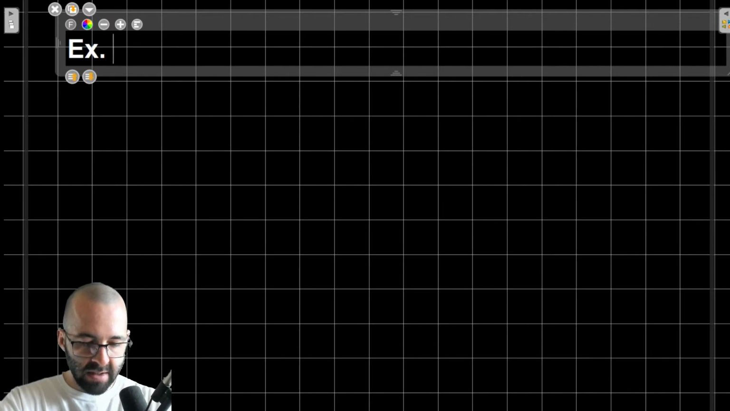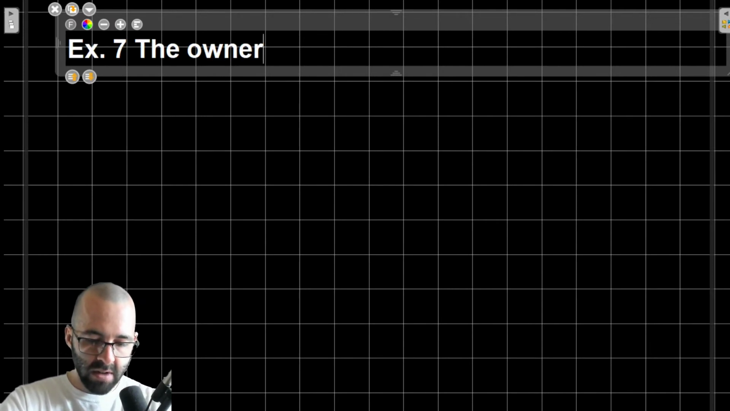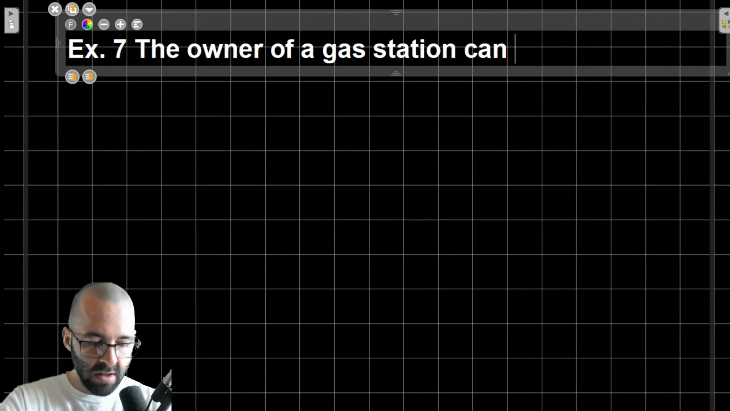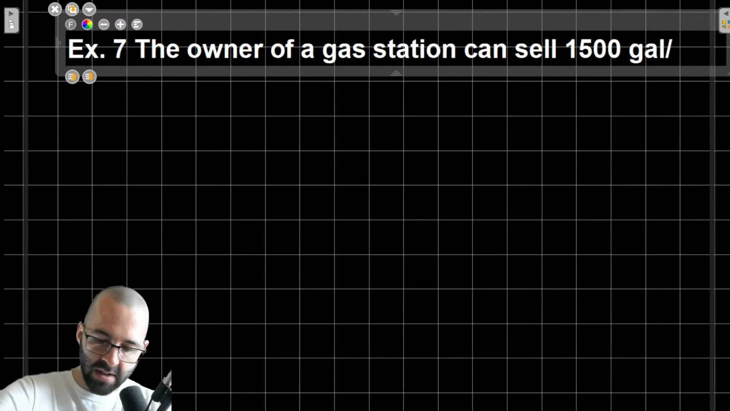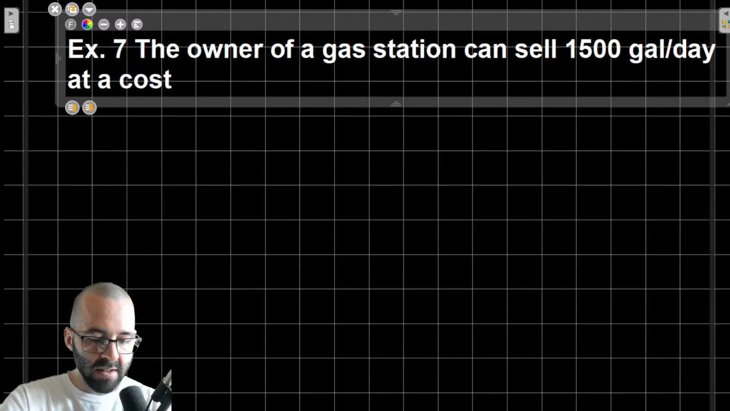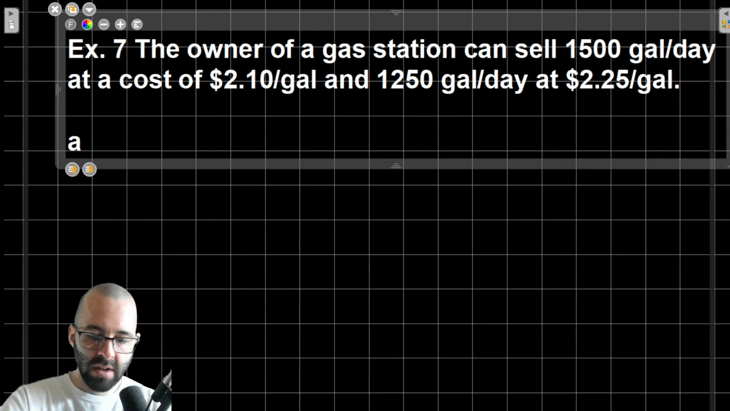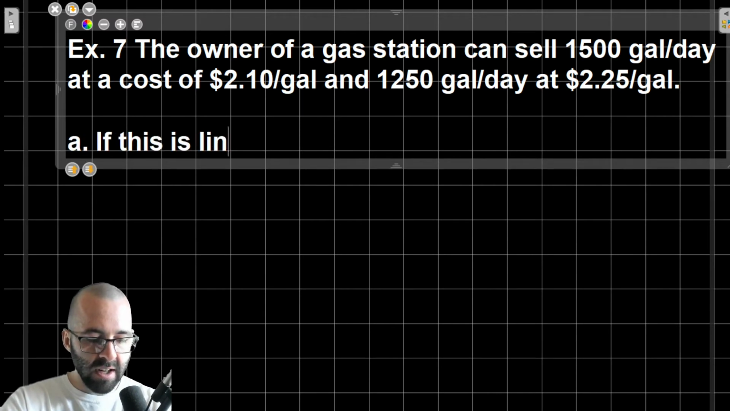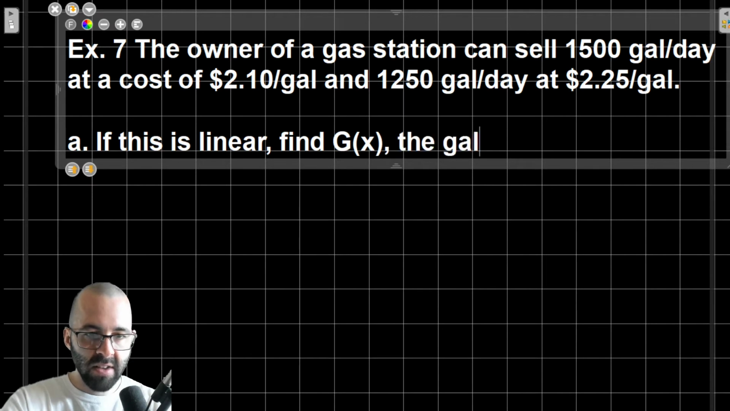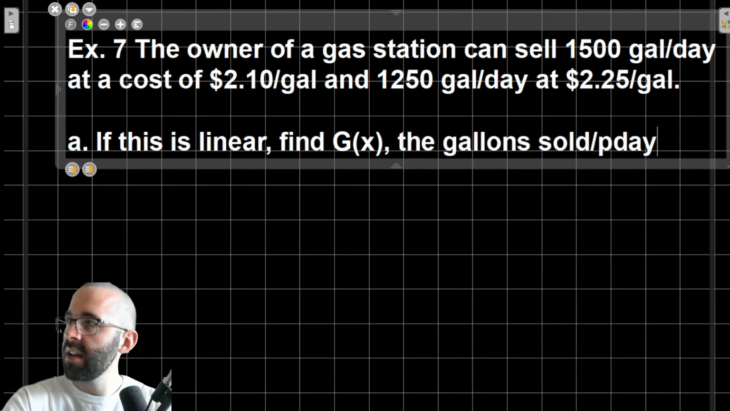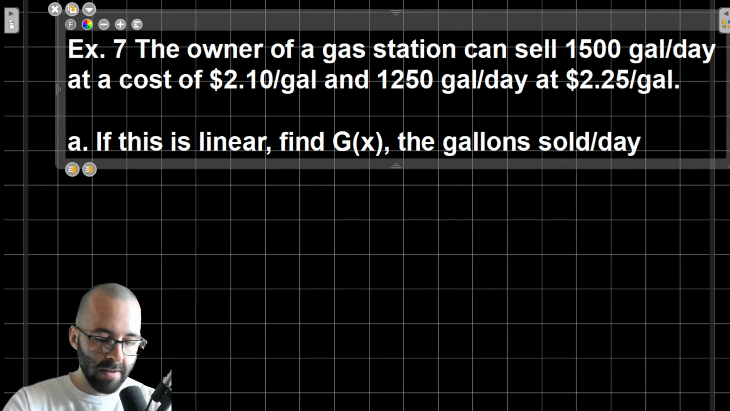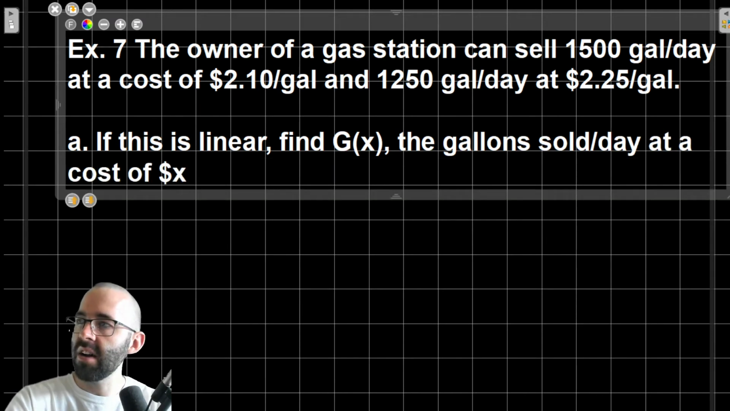So, example 7. The owner of a gas station can sell 1,500 gallons per day at a cost of $2.10 per gallon, and they can sell 1,250 gallons per day at a cost of $2.25 per gallon. So if this is linear, find g of x, gallons sold per day, at a cost of x dollars per gallon.